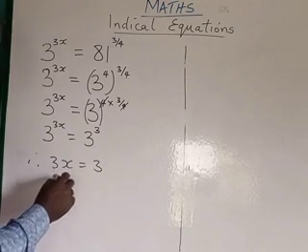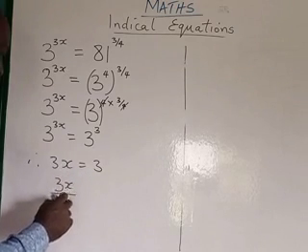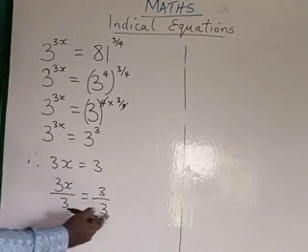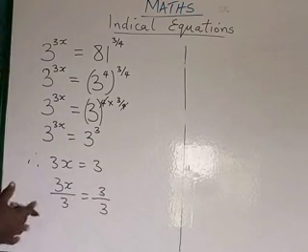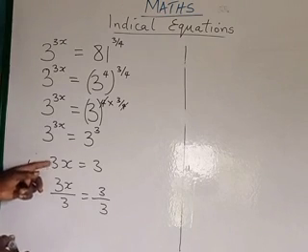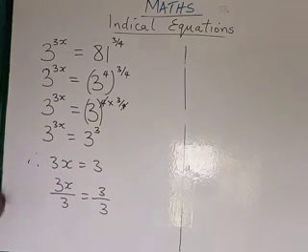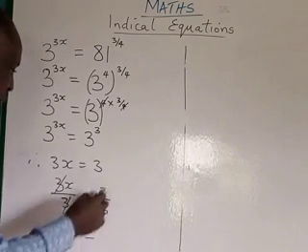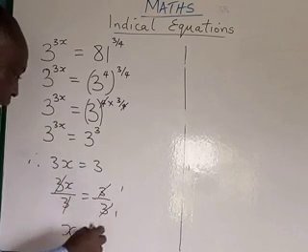So we now have 3x all over 3 is equal to 3 all over 3. So when you do this to both sides, the equation still remains the same. The essence of doing this is to make sure we cancel out this 3 so that x will remain, because x is actually what we are looking for. x is what we want to get the value of, and not 3x. So this 3 will cancel 3, allowing x to remain. When we cancel 3 with 3, we have 1 over 1, and that equals 1.